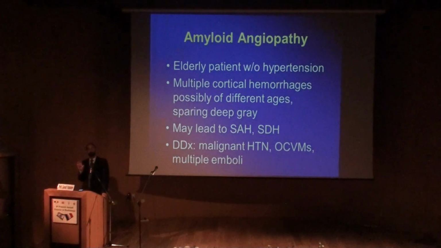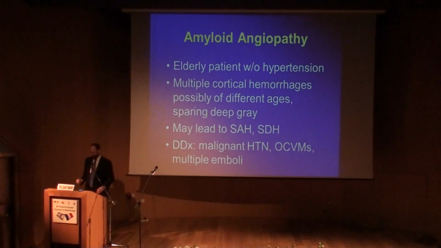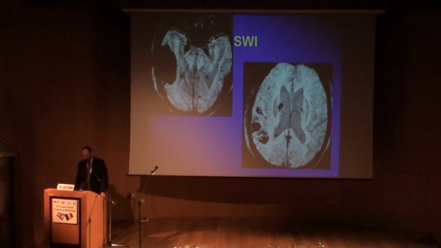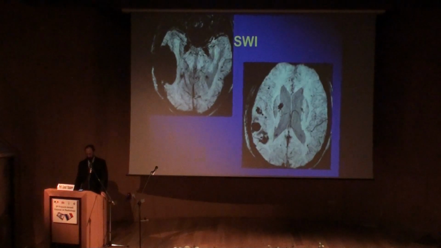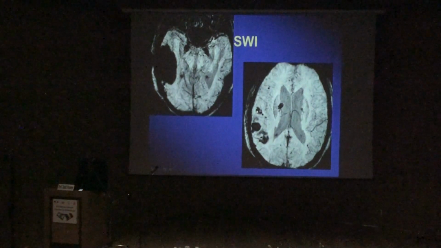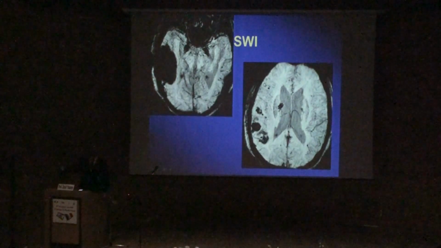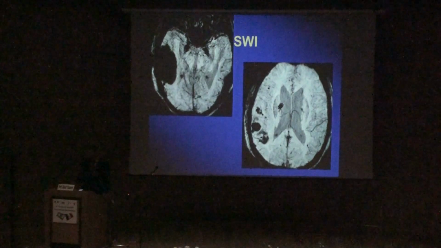And then the picture of amyloid angiopathy has radically changed. The description in my textbook in the second edition was about cortical lobar hemorrhages with amyloid angiopathy. Now we think of amyloid angiopathy as multiple punctate microhemorrhages with hemosiderosis, and I'll show you what that looks like. So this was the old version of amyloid angiopathy with a large lobar hemorrhage seen on the SWI, and then we saw multiple additional ones here. This was multiple cortical hemorrhages with amyloid angiopathy.